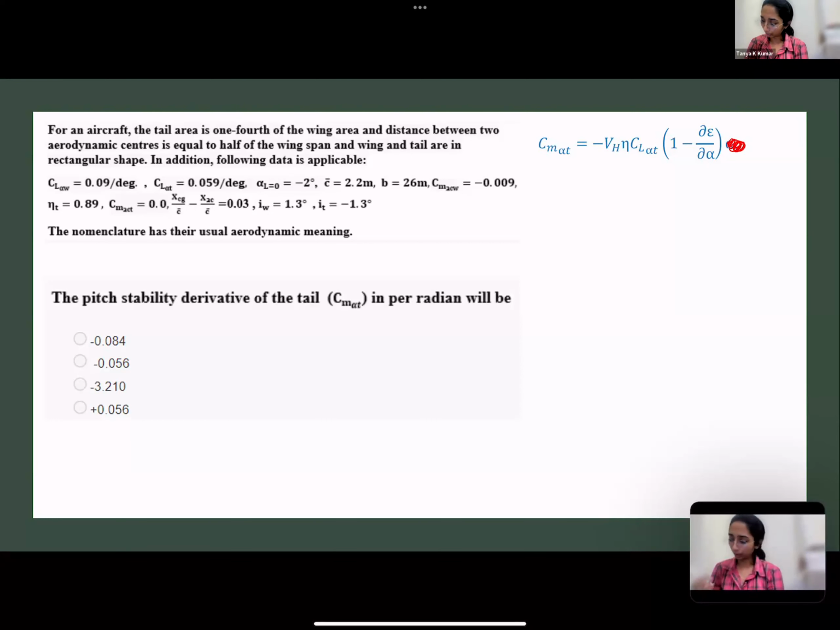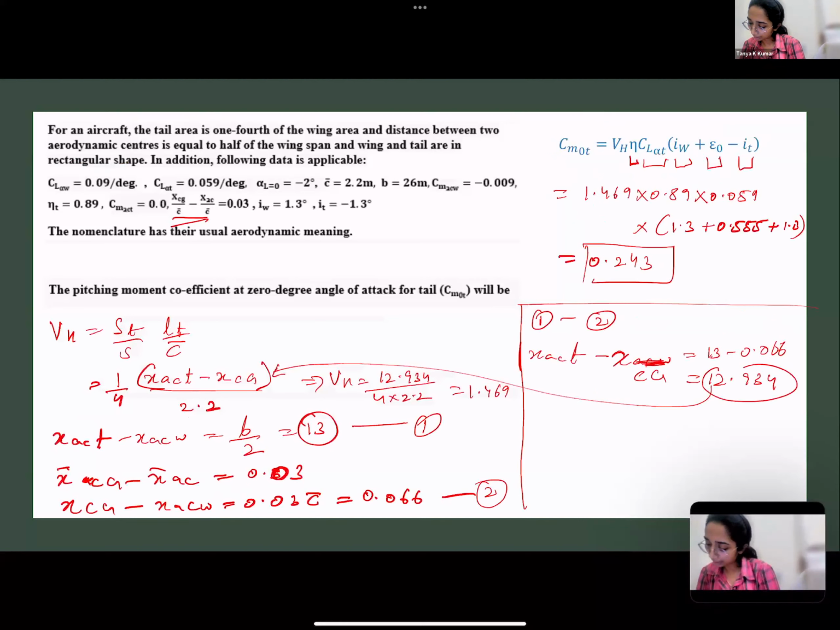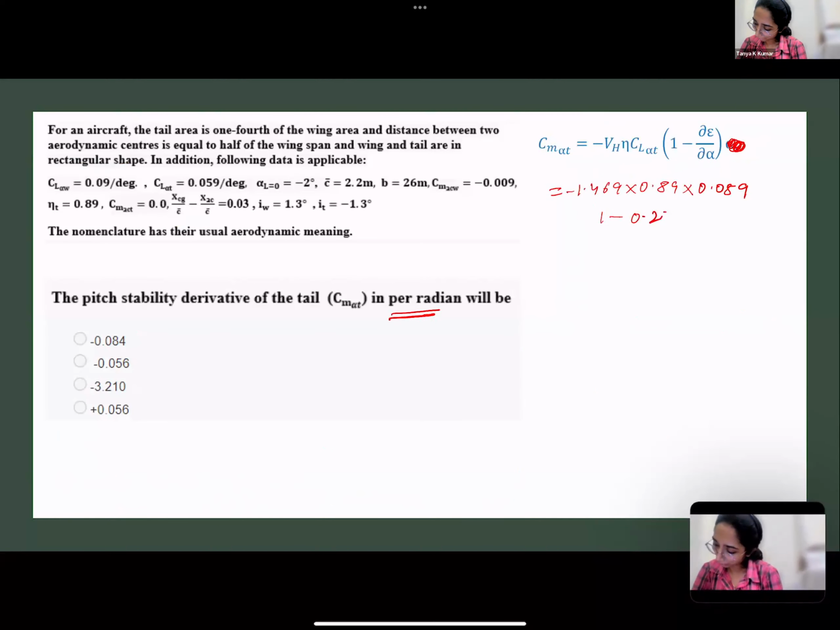Let me try putting in the values. So VH was 1.469. Eta is 0.89. CL alpha tail 0.059. This is in per degrees. Your d epsilon by d alpha, and they've asked you the final value in per radians. We'll do it at the end. So 1 minus d epsilon by d alpha was how much? 0.2778. How much is this value?